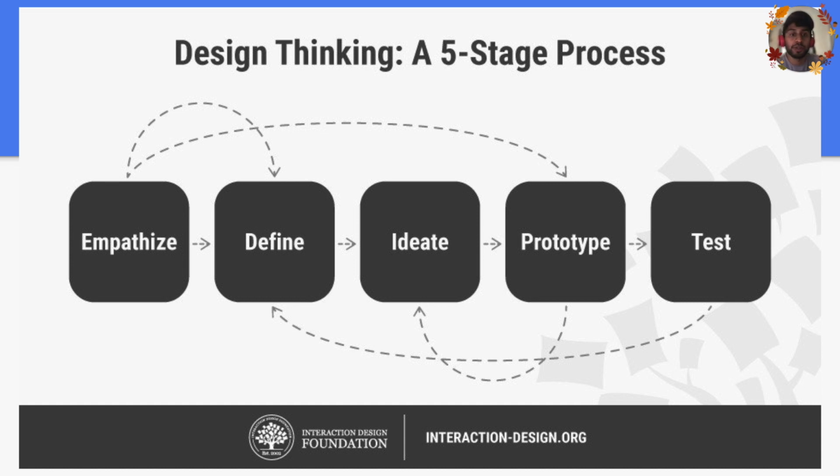So the Hasso-Plattner Institute of Design at Stanford, aka the D School, describes design thinking as a 5-stage process: empathize, define, ideate, prototype, and test. And so we're going to dive into each of these phases here.